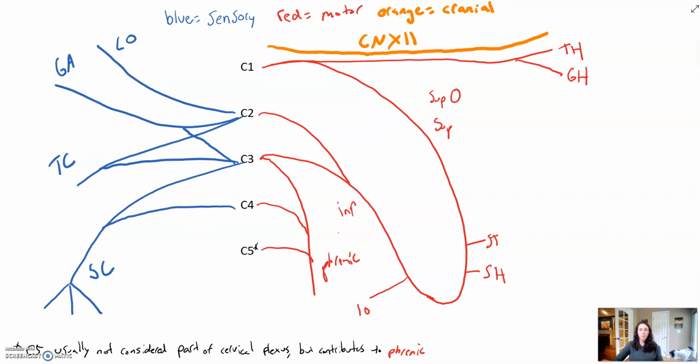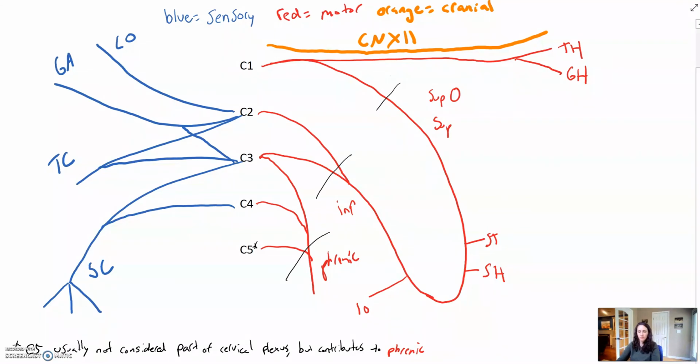Let's think about what would happen if any of these were damaged. If the phrenic nerve were damaged, the diaphragm might lose function. If the ansa were damaged, the infrahyoid muscles might lose their function. And if any of the sensory nerves were damaged, sensation may be lost in the corresponding areas.